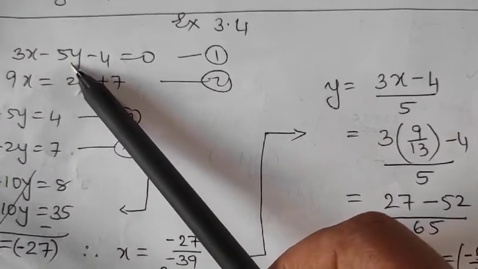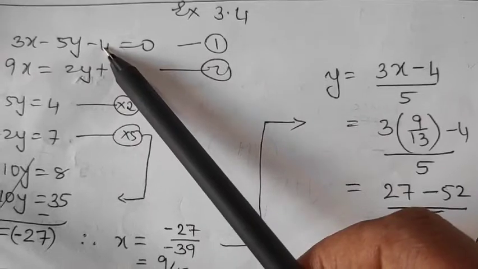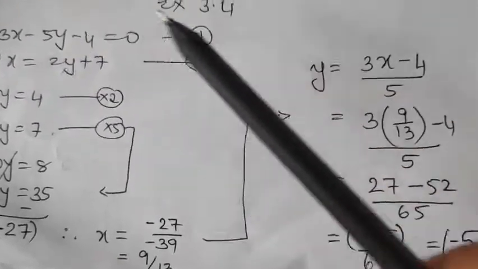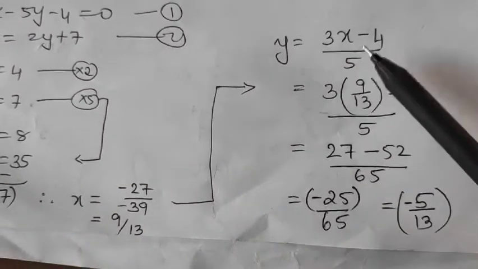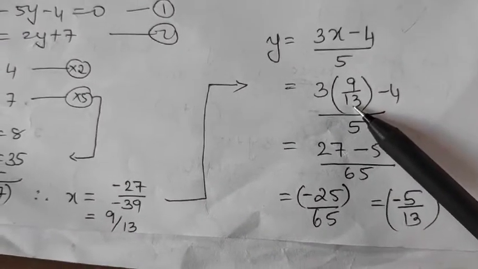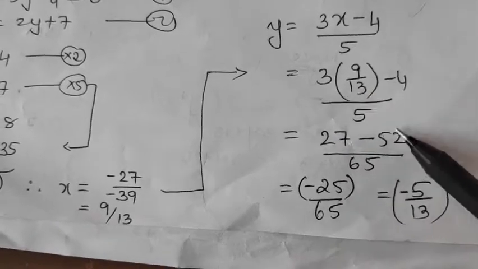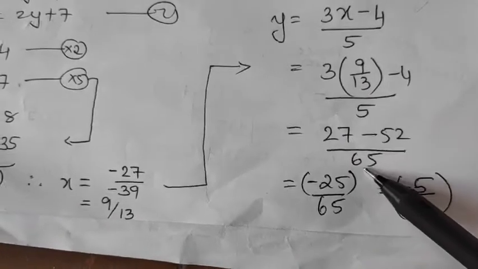y is equal to 3x minus 4. Because 5y, if I bring it over here, it will be 3x minus 4 is equal to 5y. So, y will be 3x minus 4 upon 5. In that x value, I have substituted. So, 3 9s are 27. 13 is to be taken as LCM. So, 52. And then the 13 will be multiplied in the denominator.